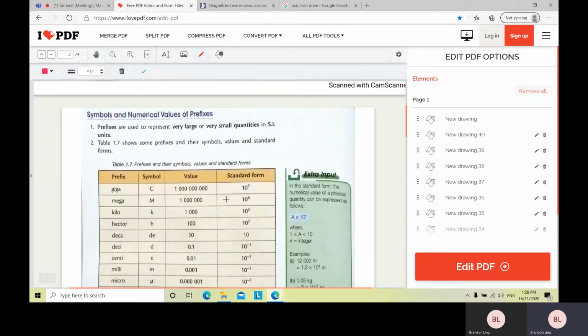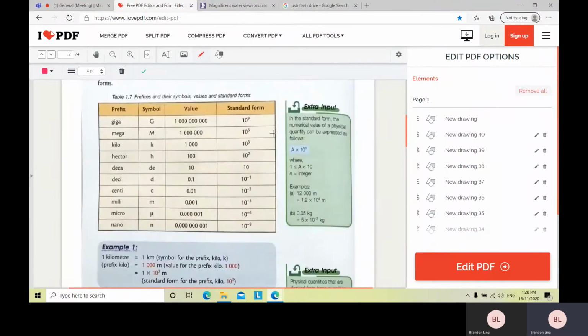Next, we move on to symbols and numerical values, or prefixes. Prefixes are used to represent very large or very small quantities in SI units. This table shows you the prefixes that we can use to help facilitate our calculation. First, we move on to kilo. We know that 1 kilogram is 1,000 grams. So kilo has a value of 1,000. For example, 1 kilometer is 1,000 meters.